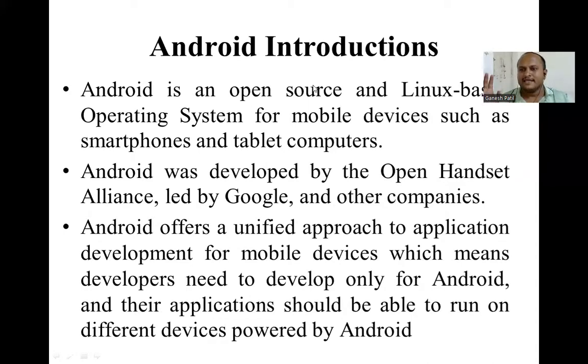Same thing, every hardware requires the operating system. Computer requires Windows 10, Linux, Fedora. These are the operating systems. Mobile phones have the Android operating system, iOS operating system. Operating system is the interface between hardware and user. Same thing, this Android operating system is the interface between your mobile hardware and user.